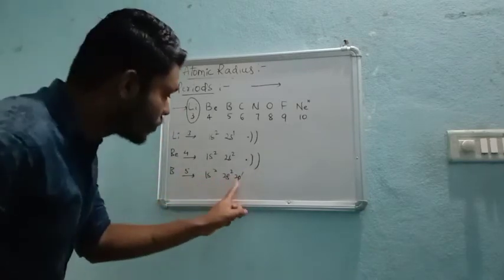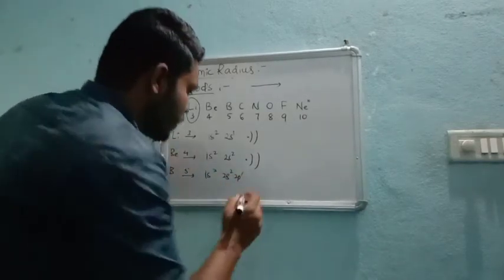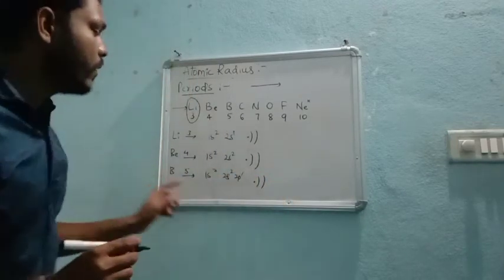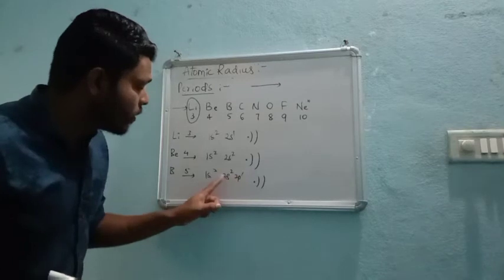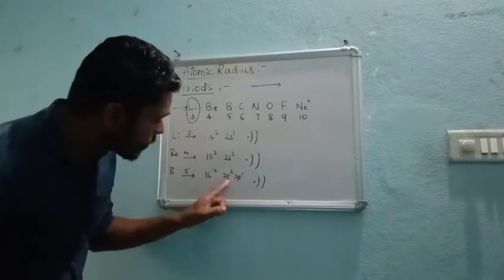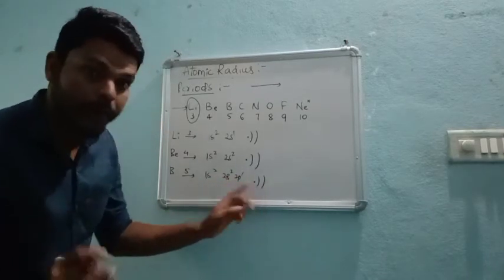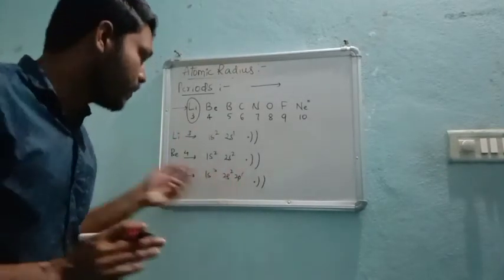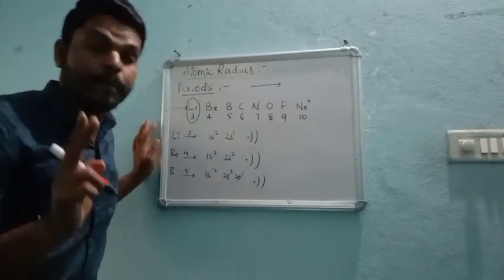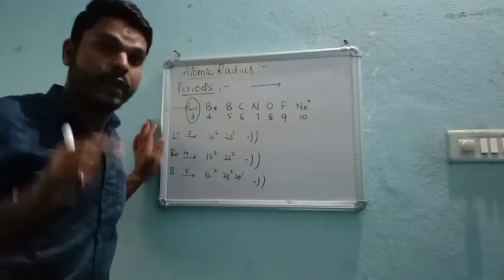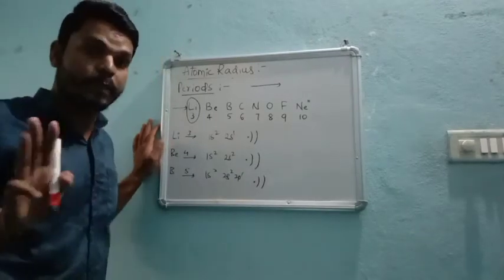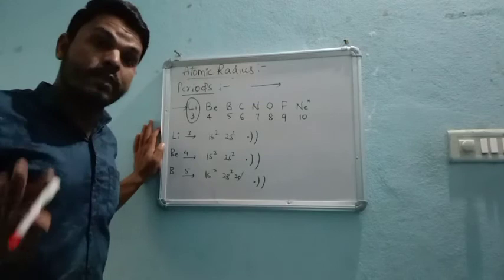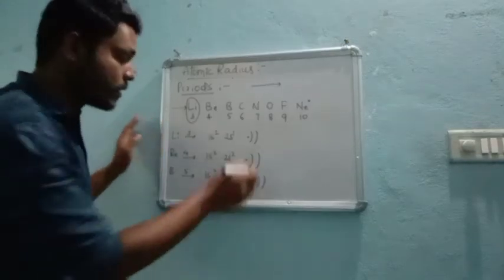Now this is very important. We do not need to write one separate shell for s and one separate shell for p. Why? Because in the last video I said that in the second shell we see two subshells, s and p. In the third shell we see three subshells, s, p, d, and in the fourth shell we see four subshells: s, p, d, and f. So this is a very basic point.